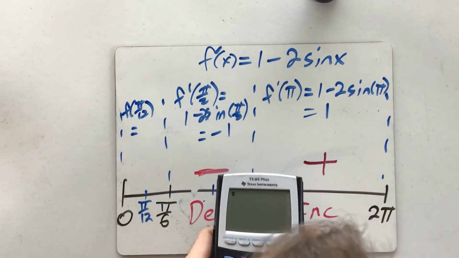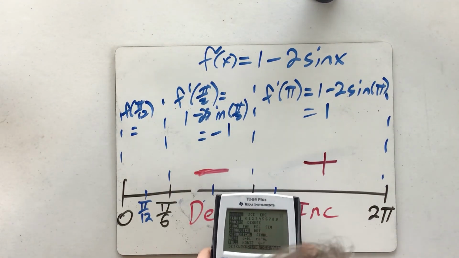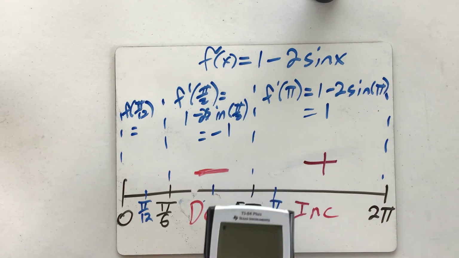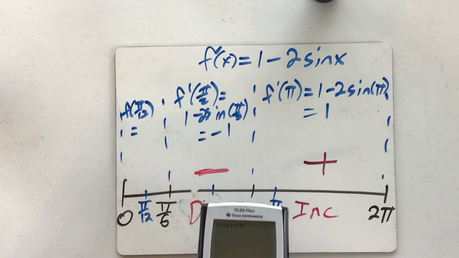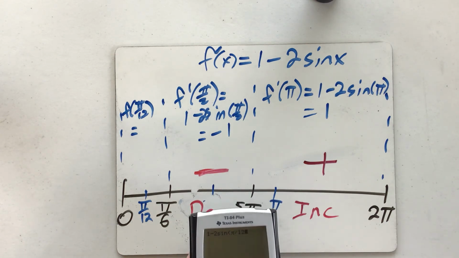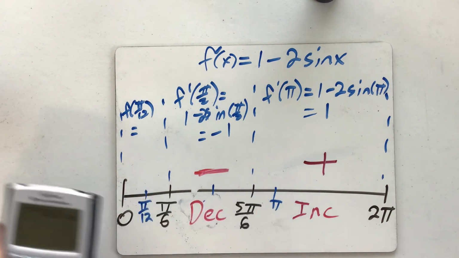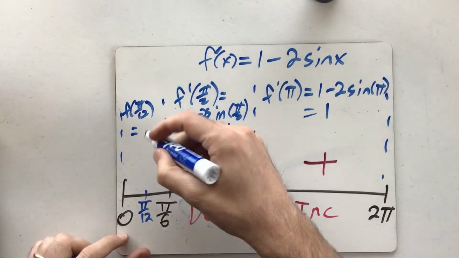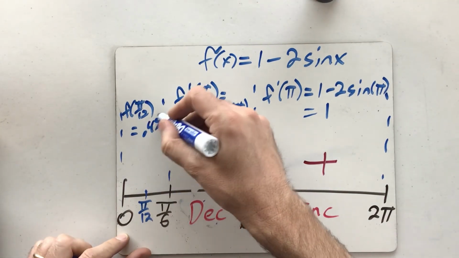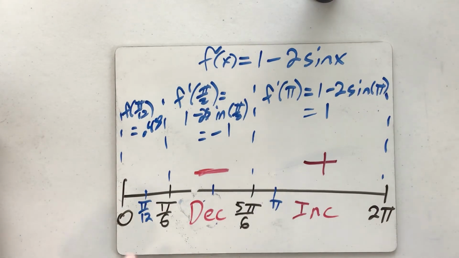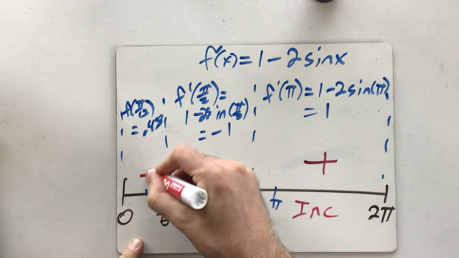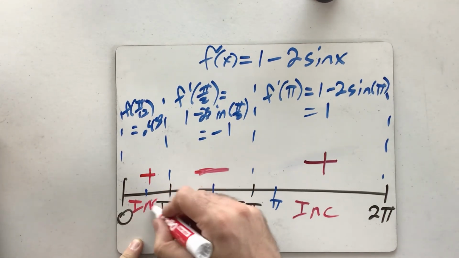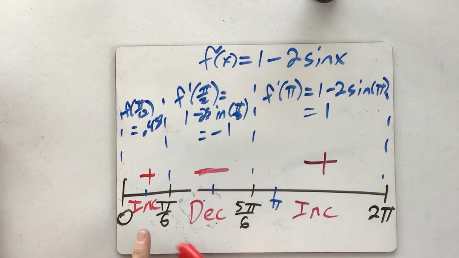So let's come here, make sure you're in radian mode, and I am. Let's do 1 minus 2 sine of pi divided by 12 and hit enter, and I got positive 0.48, so almost half. It doesn't really matter what the number is. The only thing that matters is that the number is positive. And so that means we're increasing here. So we can see right now that our graph is increasing, it's decreasing, and it's increasing.